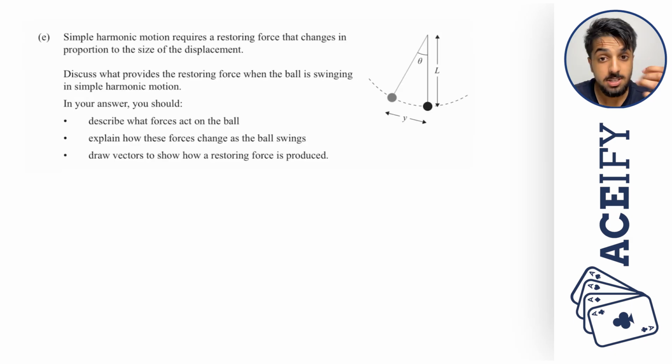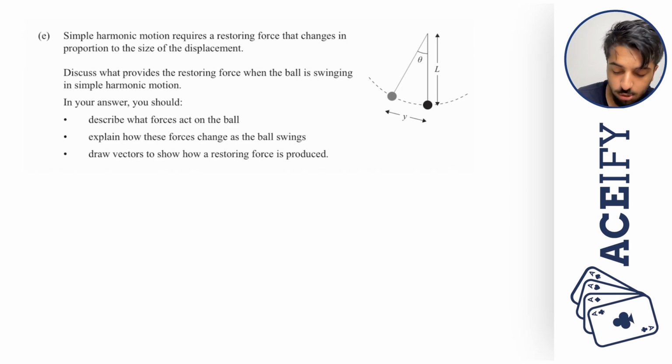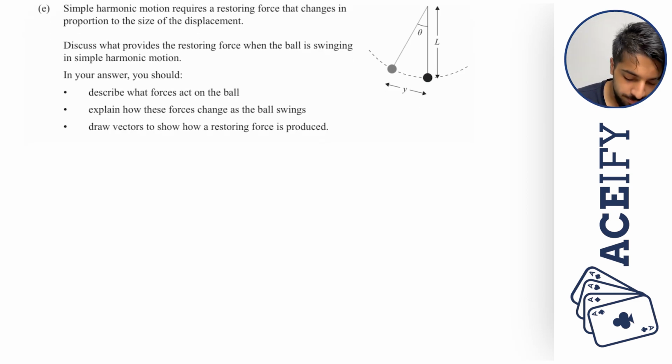Simple harmonic motion requires a restoring force that changes in proportion to the size of the displacement. Discuss what provides the restoring force when the ball is swinging in simple harmonic motion. Okay, so if we imagine the two forces that are acting on the ball, we have the ball right here in a free body diagram.